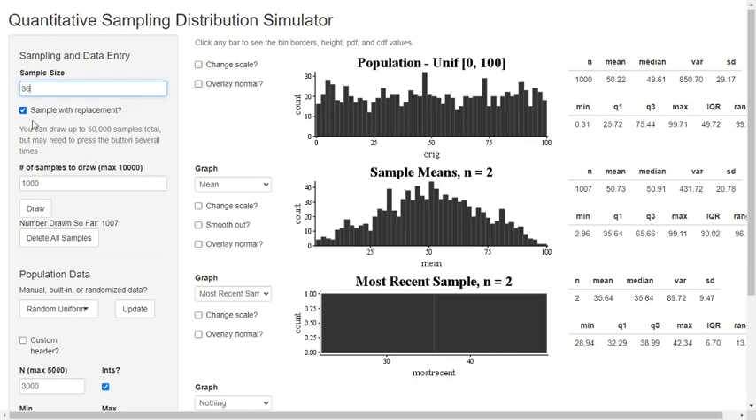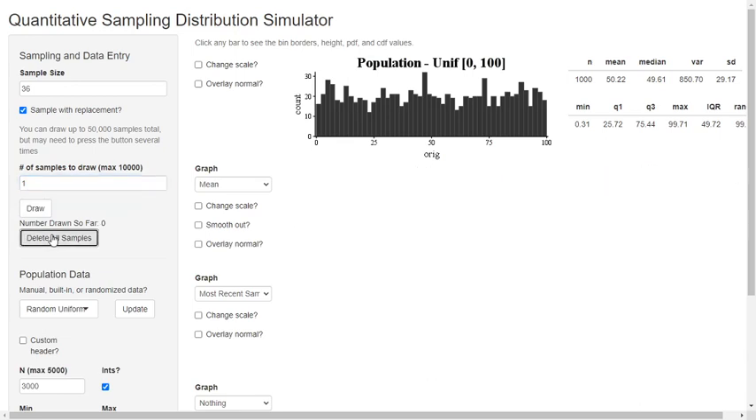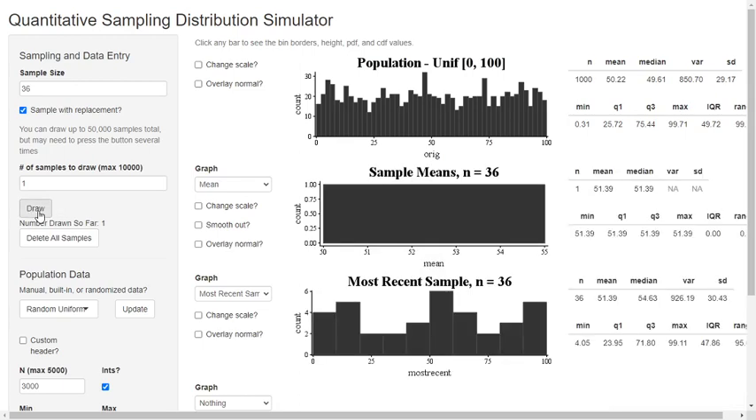That's a big jump, right? And again, we'll do it just one at a time. Let's delete the samples that we had there. Watch what happens. What would you expect to happen? Well, if we draw 36 at random from this population, our average, remember this is a histogram of 1 point, is 51.39.